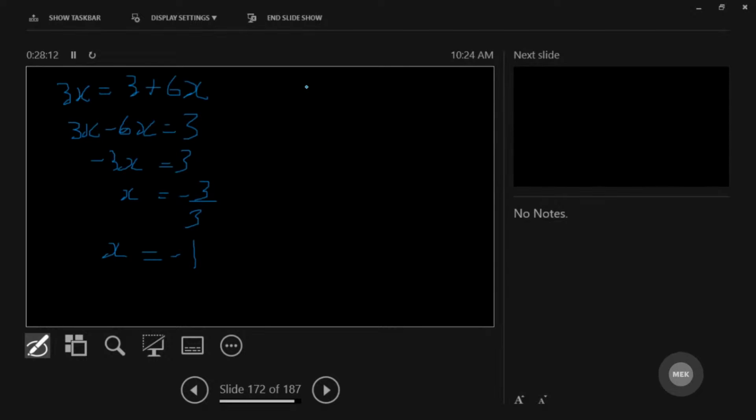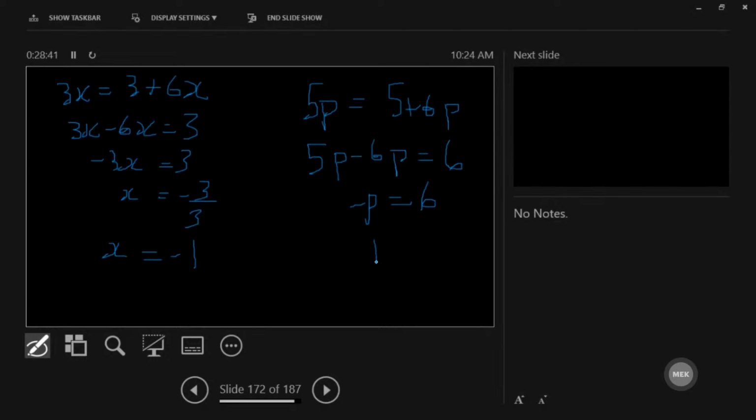And 5P is equal to 5 plus 6P. So it's a similar setup here. So 5P minus 6P is equal to 5. So negative P is equal to 5. Therefore, P is equal to negative 5. So X is negative 1. P is negative 5. All right.